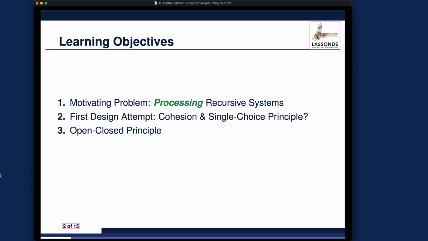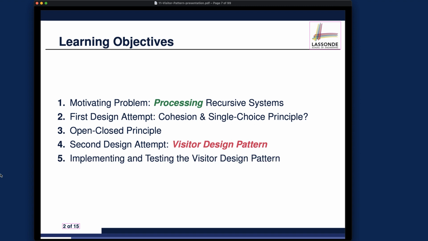Once we learn about this new design principle, we'll introduce the second design attempt, which is the commonly used visitor design pattern. And then we'll talk about architecture, implementation, clients versus supplier, and also at runtime there is a special phenomenon called the double dispatch for the visitor design pattern. So that'll be the flow for this lecture.